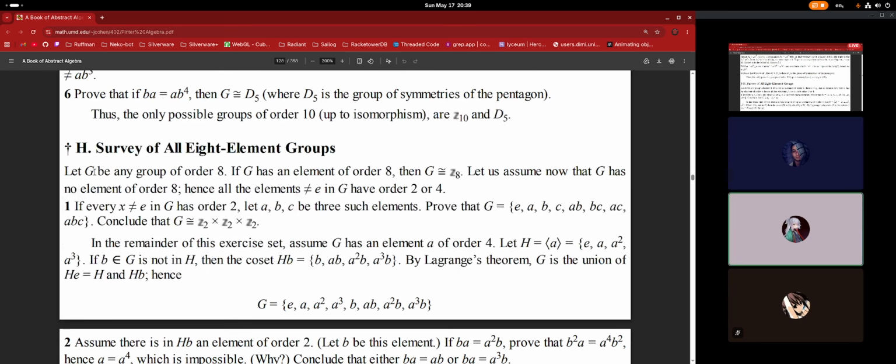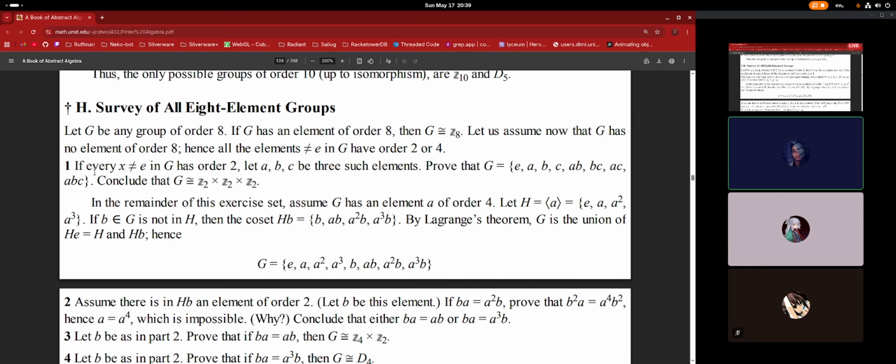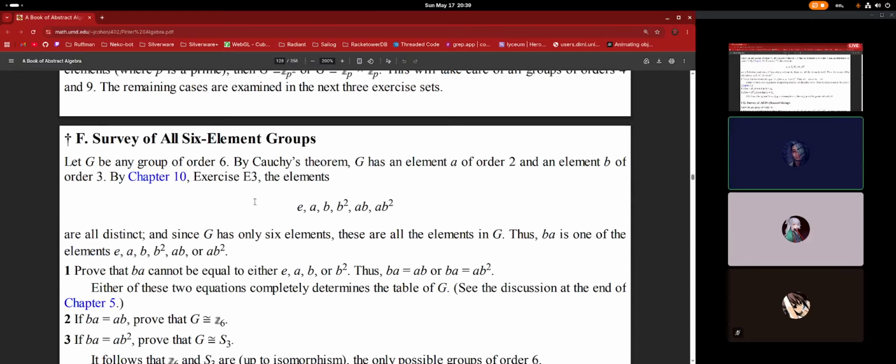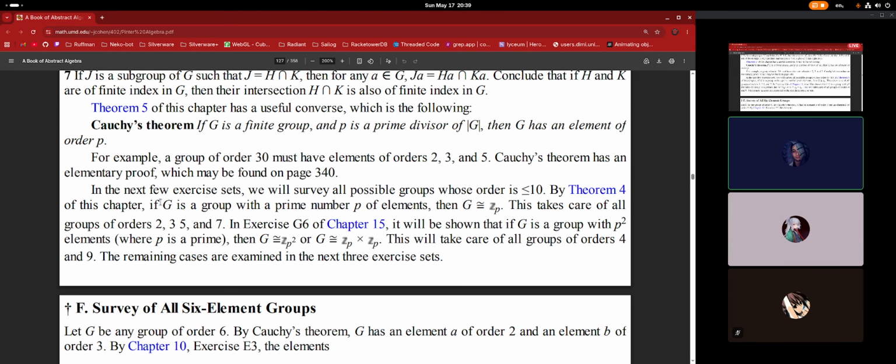Okay, not really. Now, groups of order 8. Just to recap, we are doing this because, by theorem 4, the primes are taken care of: 2, 3, 5, and 7. In a future chapter, 2 chapters from now, we're going to see that the squares are done, so 4 and 9 are done. What remains? 6, 8, and 10.